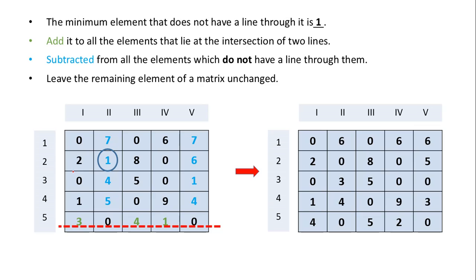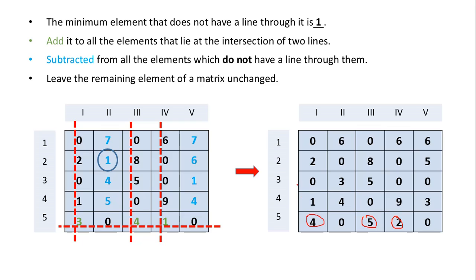Once we have this value 1, we have to add this 1 to all the intersecting elements. So let us first see what are the lines that we have drawn in the previous table. These are the lines. All the intersecting points, which are 3, 4 and 1, are first added with the value 1 here. So 3 becomes 4 in the next table, 4 becomes 5, 1 becomes 2. These are the intersection elements.